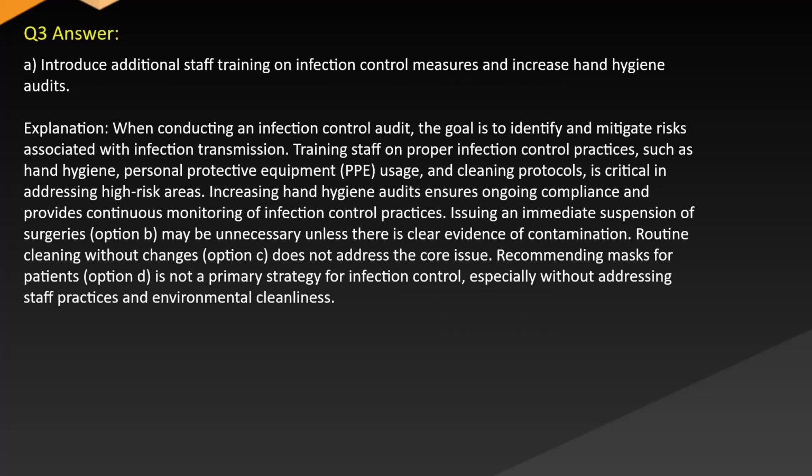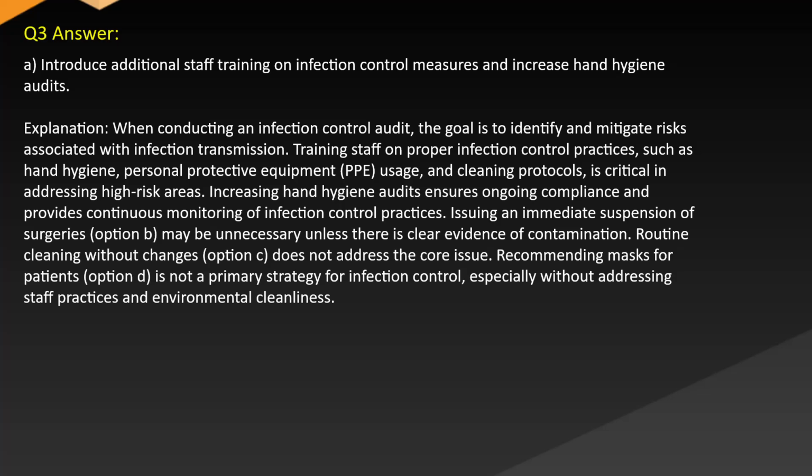Answer. A. Introduce additional staff training on infection control measures and increase hand hygiene audits. Explanation. When conducting an infection control audit, the goal is to identify and mitigate risks associated with infection transmission. Training staff on proper infection control practices such as hand hygiene, personal protective equipment (PPE) usage, and cleaning protocols is critical in addressing high-risk areas. Increasing hygiene audits ensures ongoing compliance and provides continuous monitoring of infection control practices.